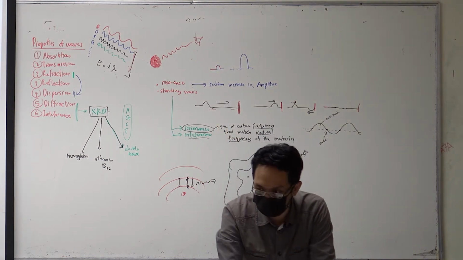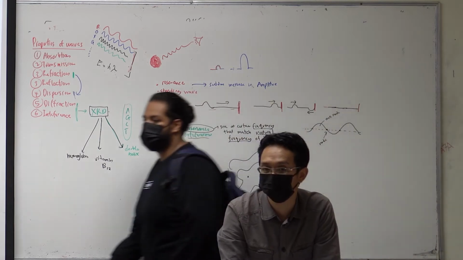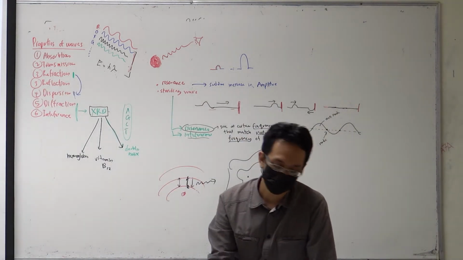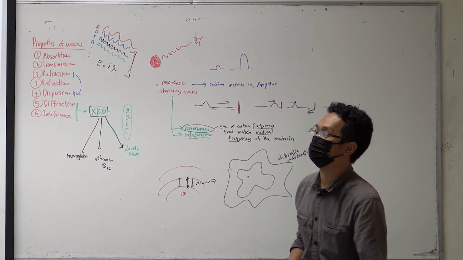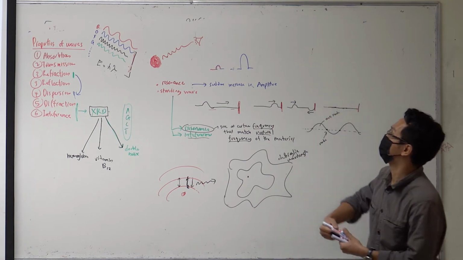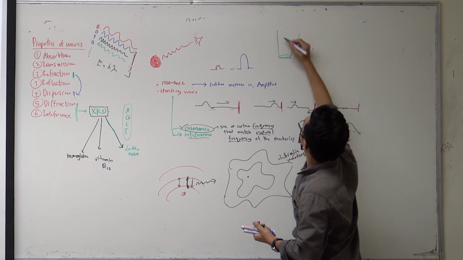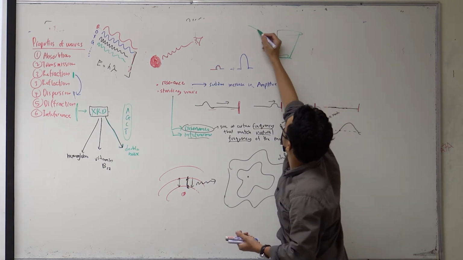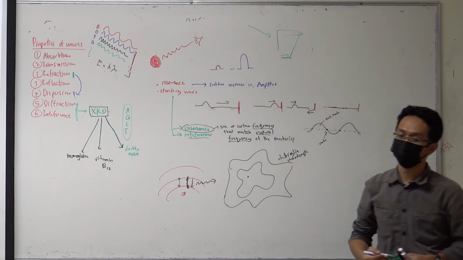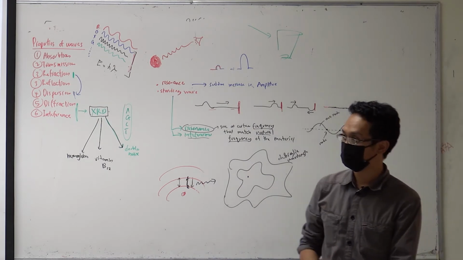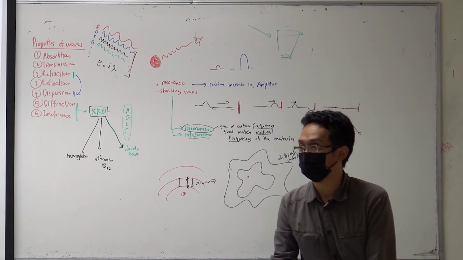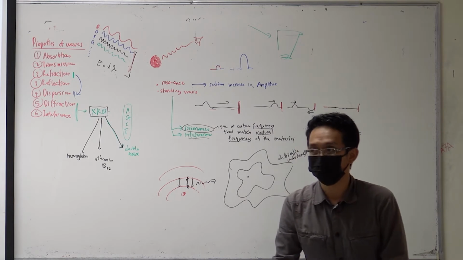So now if that is the case, why is glass transparent? What happens when you shine light at glass? Let's say you have glass here. Why is glass transparent at all? Sorry? But why does light go through?